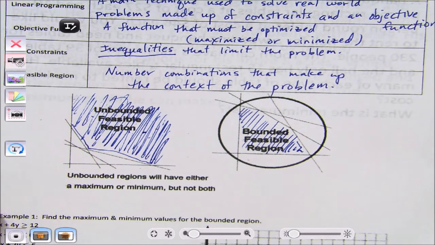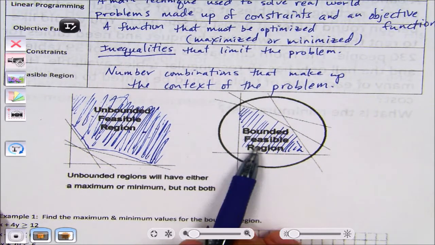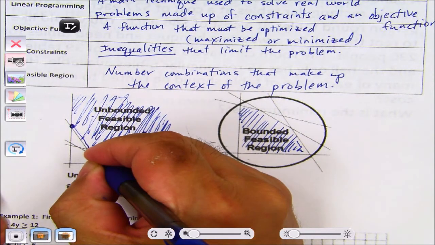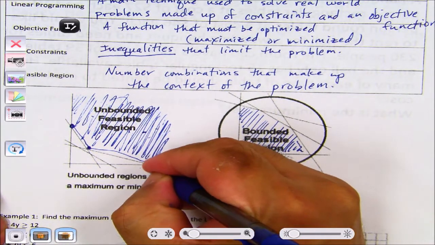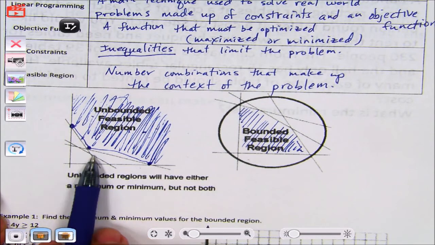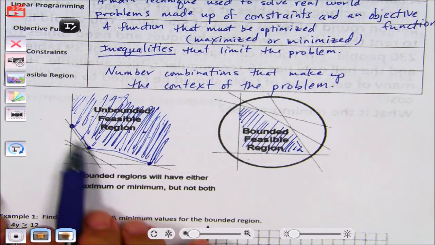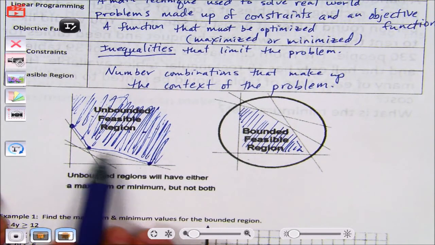Now the shaded region itself is not particularly important, except to point out where the boundaries meet. So like these vertices. All right, so here are some vertices. The vertices are where the answers to the problem are going to lie.